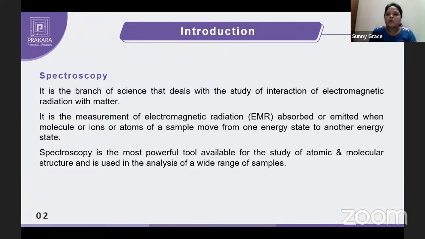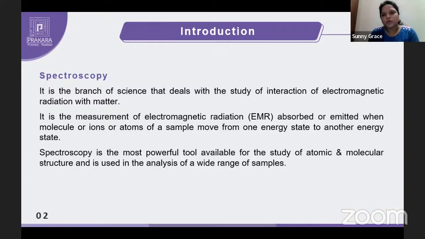So when we sum up all these together, whenever the EMR, that is electromagnetic radiation, either gets absorbed or emitted by an ion, molecule or an atom, what happens to the sample is that it moves from the lower energy to the higher energy. So this is what spectroscopy is about.